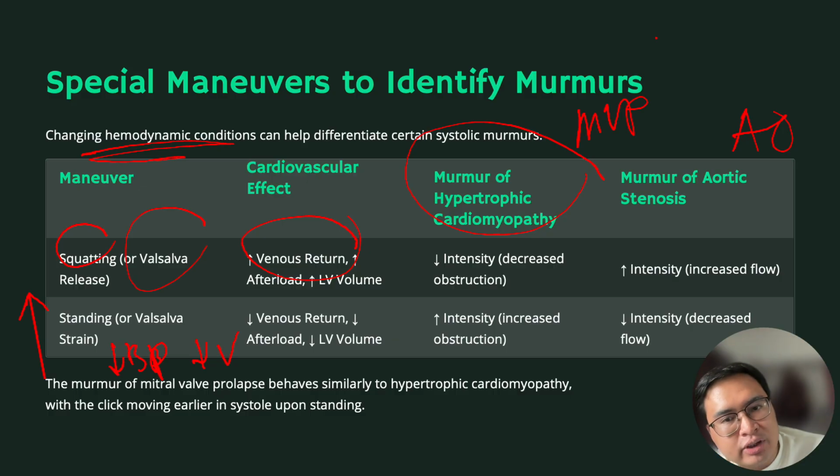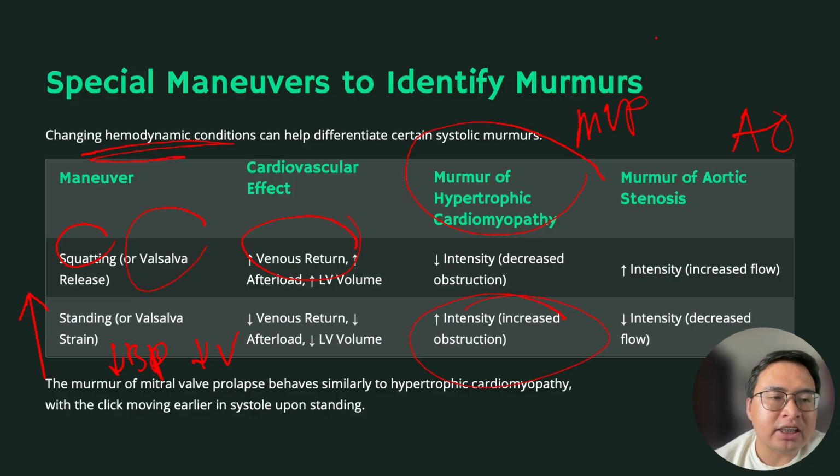So what will happen? So if you have a murmur of hypertrophic cardiomyopathy, if you ask the patient to stand up, that's going to lead to a higher or a more intense murmur. The opposite is true for aortic stenosis.